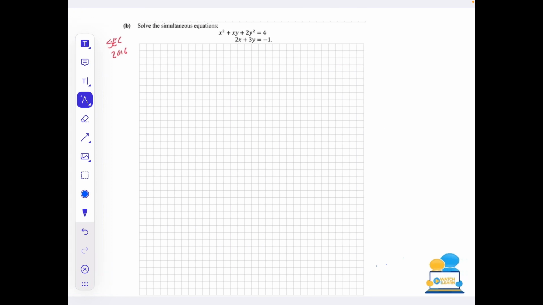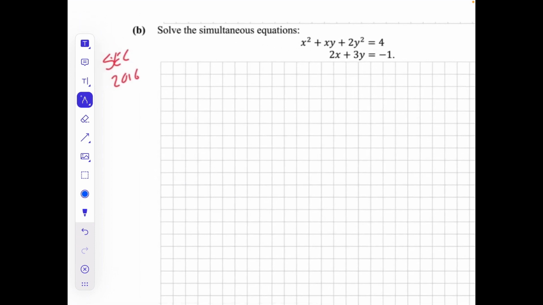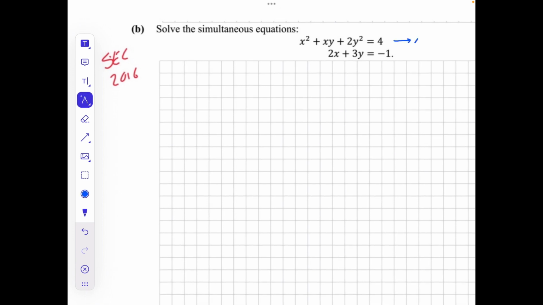Okay, so this one is from 2016, solve the simultaneous equations. First thing that I notice when I look at this, I see the top equation has squares in it and xy's and weird things. So I'm going to immediately write nonlinear beside that. And that means my bottom one then is my linear.